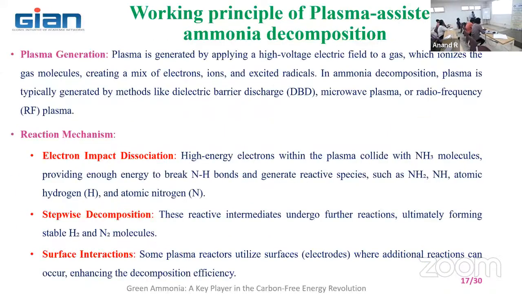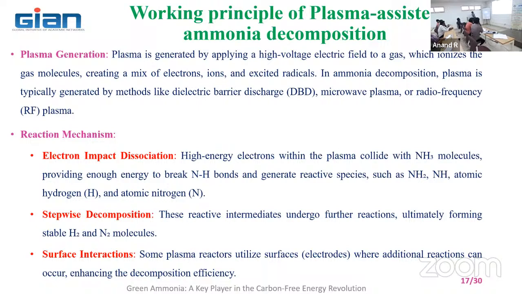Okay. So plasma generation, you already know that, is generated by applying a high voltage electric field to a gas, ionizing the gas molecules and creating a mix of electrons, ions and excited radicals. In ammonia decomposition, plasma is typically generated by methods like dielectric barrier discharge. There are different ways of creating plasma; you can refer to some review papers. There are many ways of creating high intensity energy. One of them is dielectric barrier discharge, which we are currently using in our laboratory.